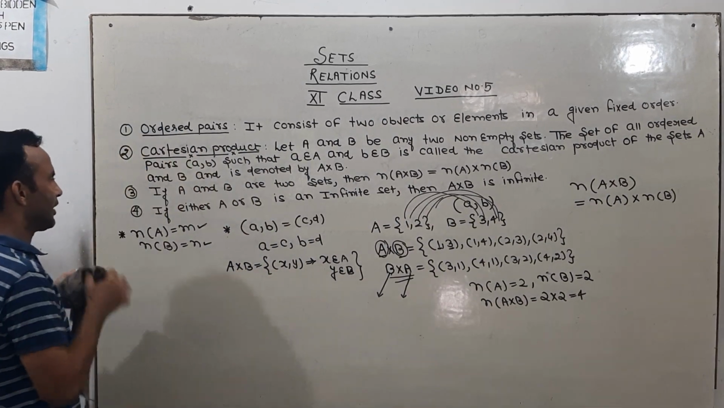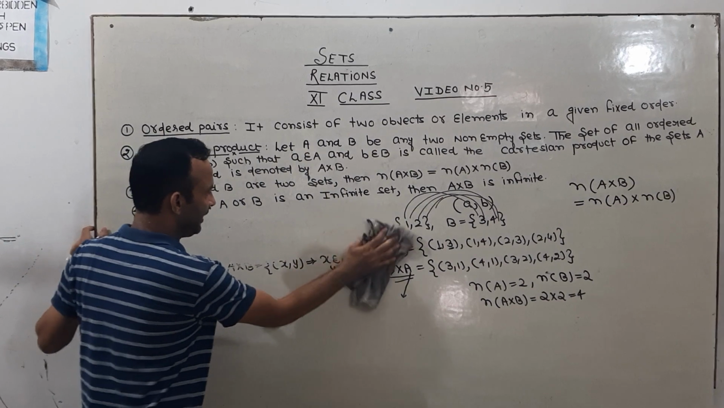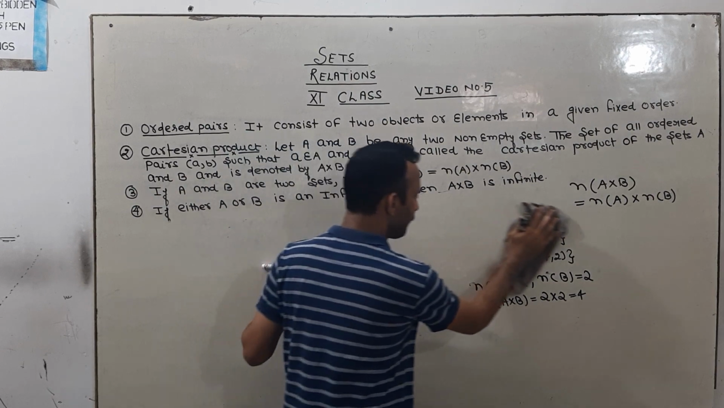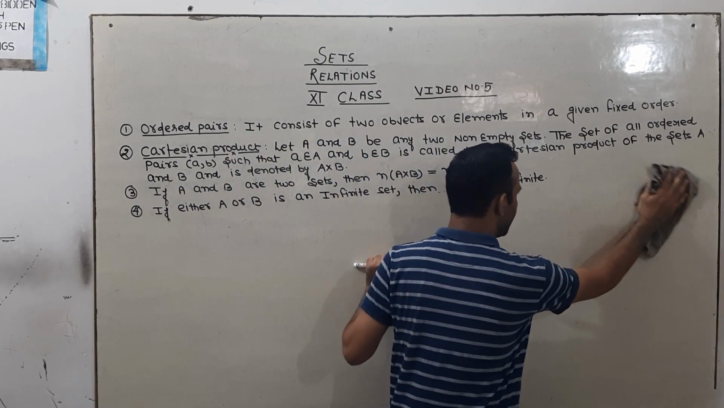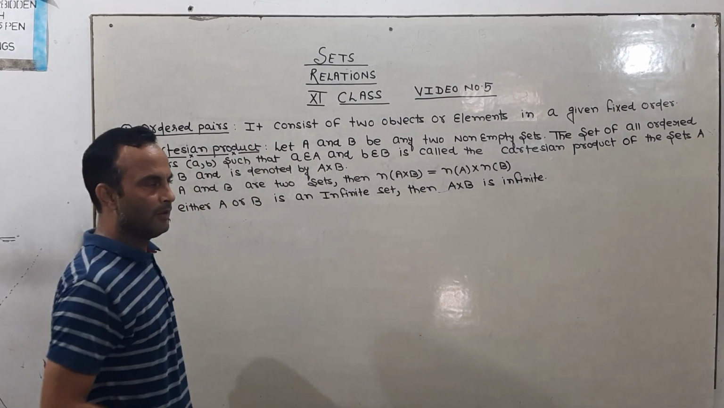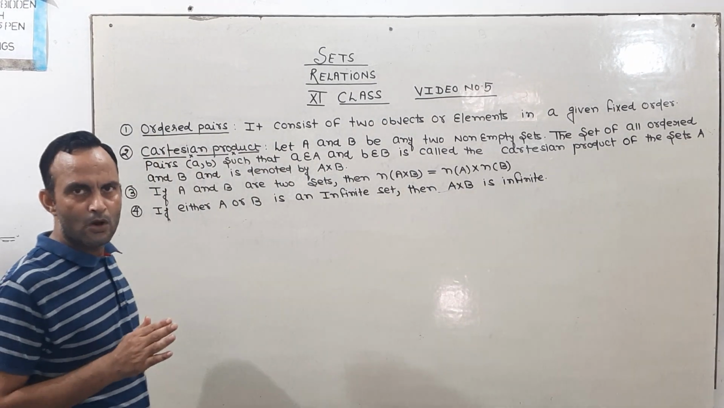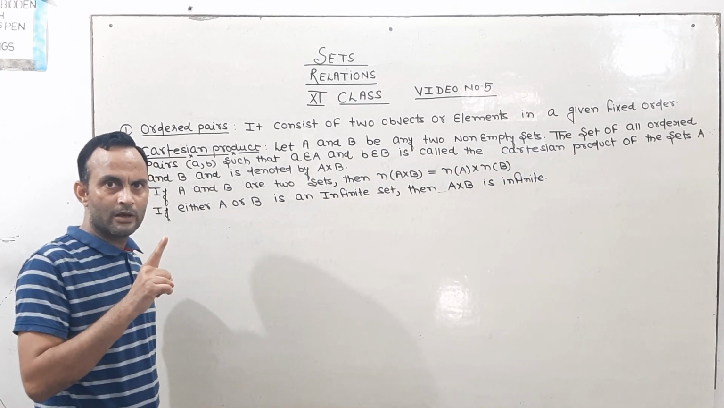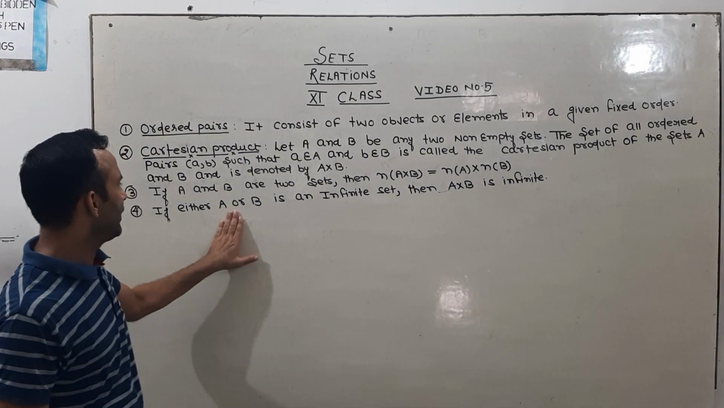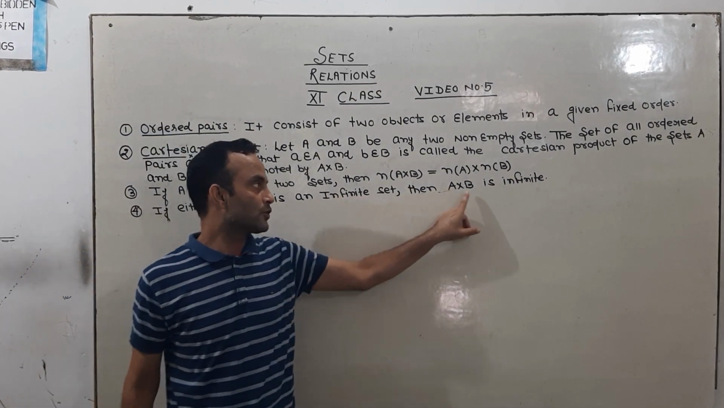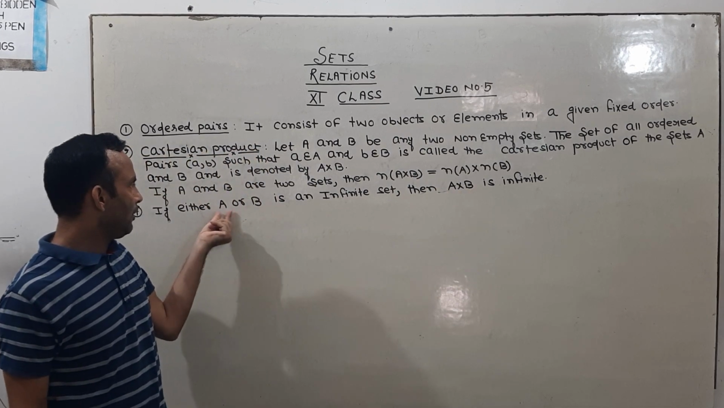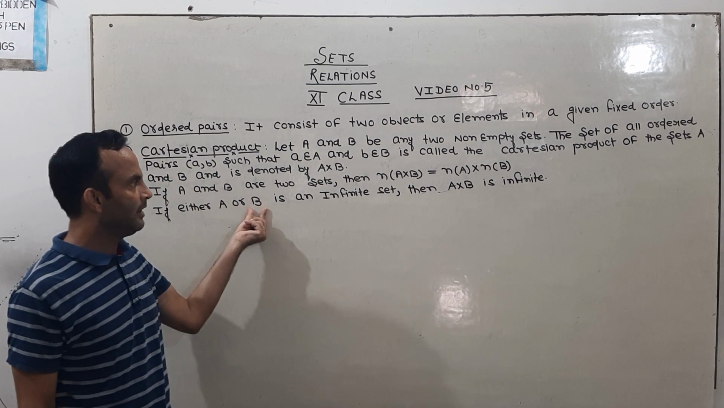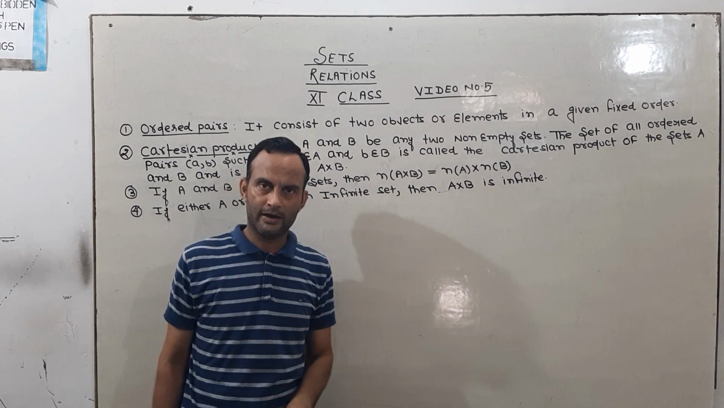One more thing I want to tell you. If there is a set A and B is another set, and any one of these sets is an infinite set, means A और B दो सेट दे रखे हैं और उनमें से कोई एक सेट इनफाइनाइट सेट है, then A cross B, you can see here, if either A or B is an infinite set, then A cross B भी इनफाइनाइट आएगा.